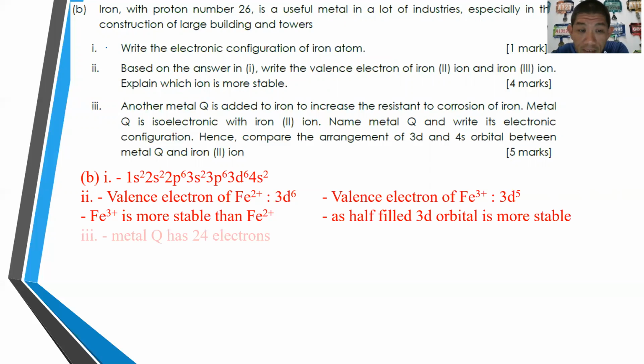And last but not least, it says that another metal Q is added to iron to increase the resistance of corrosion to iron. Metal Q is isoelectronic with iron through ion. So name the metal Q and write its electronic configuration. Hence, compare the arrangement of 3d and 4s between metal Q and also iron 2.